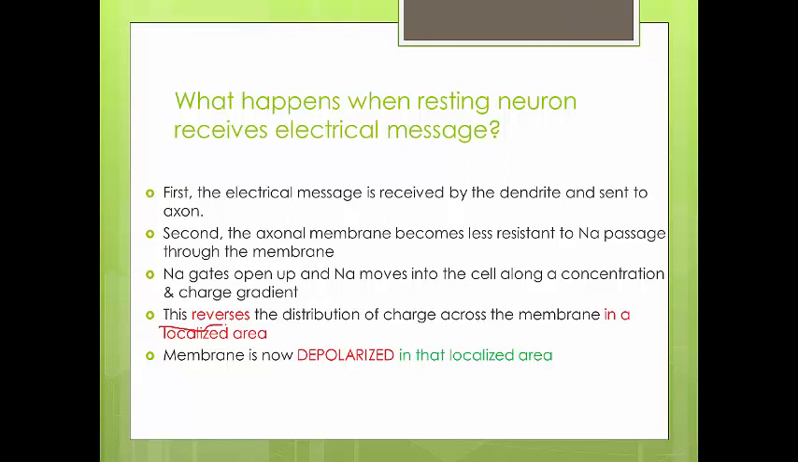Namely, it reverses the distribution of charge across that membrane, but, and this is really important, only in a localized area. So in the resting membrane, there's more positive charges outside, more negative charges inside. But when an action potential is going to be spiked because of the influx of sodium, there's a charge reversal in a small area. And in this small area, the charges have been reversed. So there are more negative charges outside, more positive charges inside. And we call that condition of having those charges reversed depolarization, or depolarized, but only in that small localized area. Again, if you don't get this, fear not. We'll go over it again.